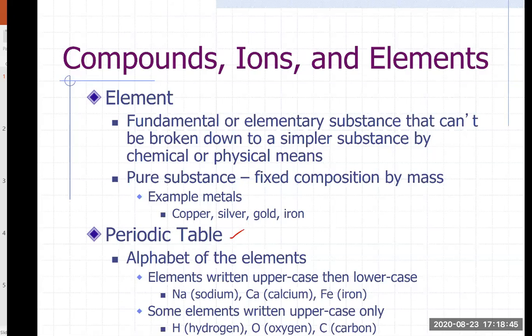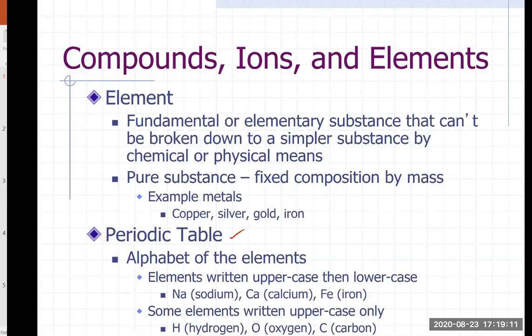Some elements are written with uppercase only, that is hydrogen with an H, oxygen with an uppercase O, and carbon with an uppercase C, and there are many others, nitrogen with an uppercase N, phosphorus with an uppercase P. And so you'll just have to look at the periodic table, and you'll always have a periodic table on exams, so you'll be able to use those periodic tables on exams.